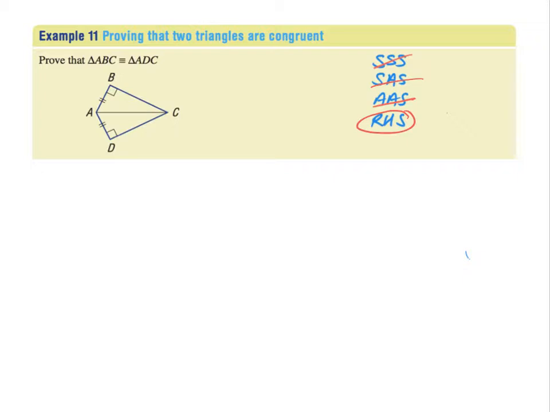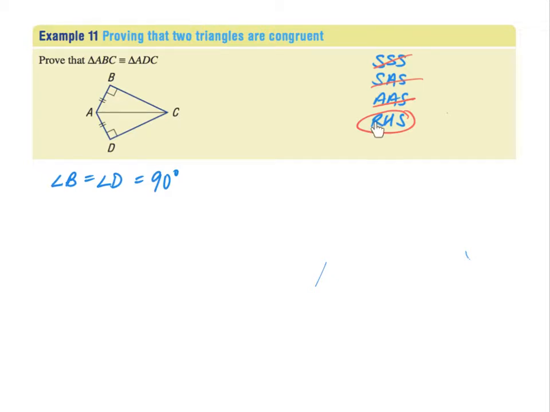So our first reason, why are these triangles congruent? The right angle we can see here, so we're going to start off with R. Right angle. This is a right angle, and so is this here. So our terminology is angle B is equal to angle D, which is true. They are both equal to 90 degrees. Okay, that's our first reason.